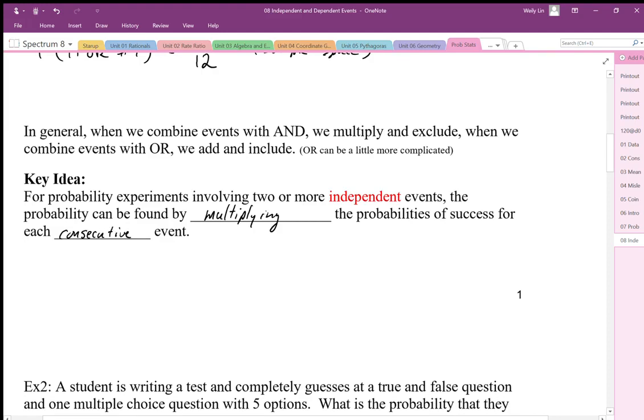So we get rolling the dice, and then we're going to flip the coin, and then we can do something else. And these consecutive events, as long as they're independent, we can multiply them to get the overall probability. And the key is we can actually use language. We can use the language of AND if they're combining it with AND.